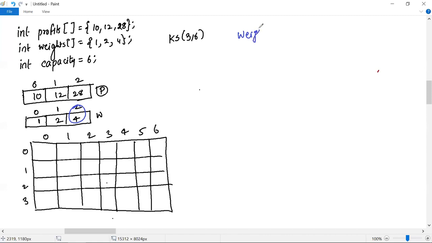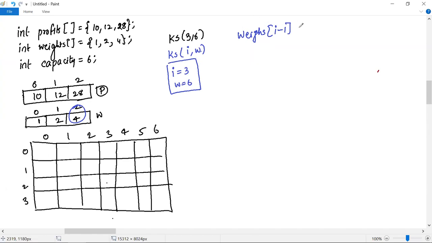Third object is present in which place? Weights of i, where the value of i is 3, right? KS of i comma w. That's what I'm trying to tell you. So what is the meaning? i minus 1. What is the value of i? 3, and w is 6. Remember, the i value is 3 and the w value is 6. We know that anyway. Now, weights of i minus 1.